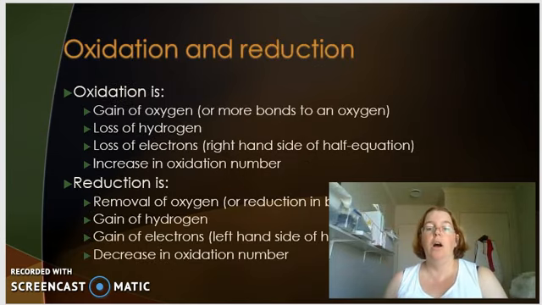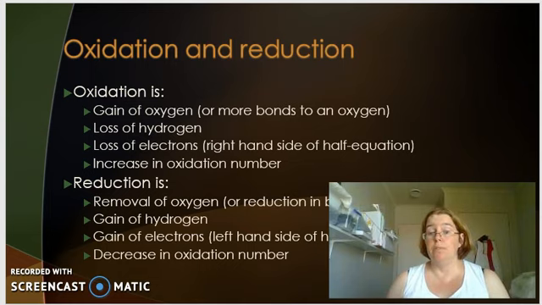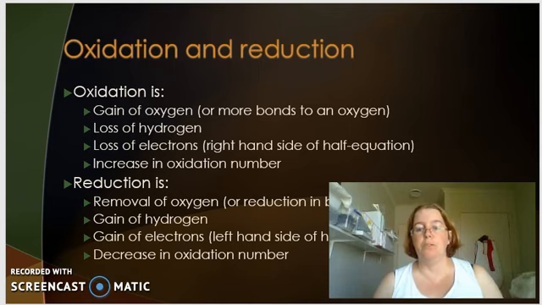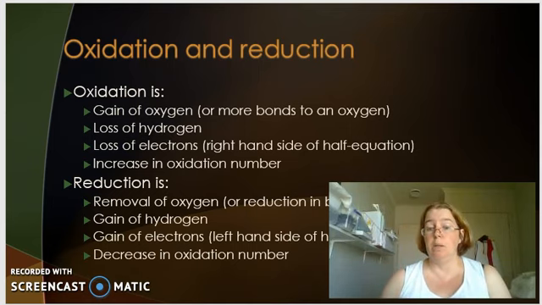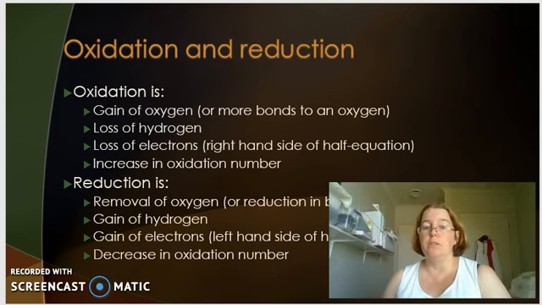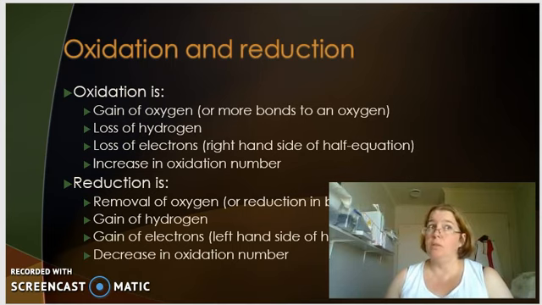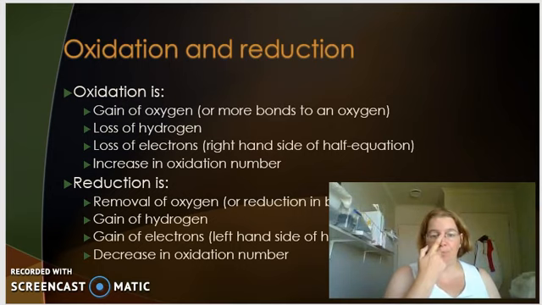So oxidation is gain of oxygen. That's the simplest definition of it. You can also think of it as an increase in the number of bonds to an oxygen. So going from a single bond to an oxygen to a double bond to an oxygen would also count as oxidation. Often you get loss of hydrogen. You don't always get oxygen or hydrogen changing, mind you, but you always have a loss of electrons for oxidation, which means that you will see the electrons on the right-hand side of your half equation. And the oxidation number will increase. More about oxidation number in a minute.